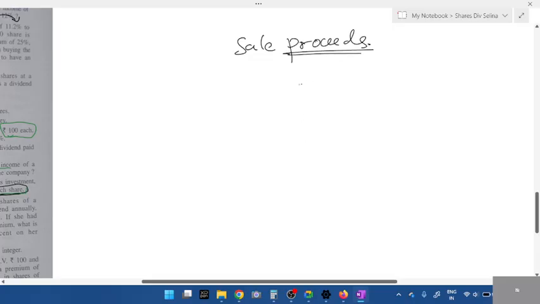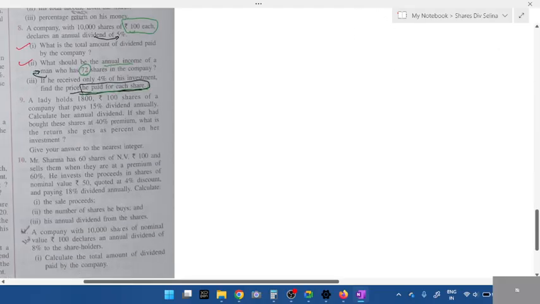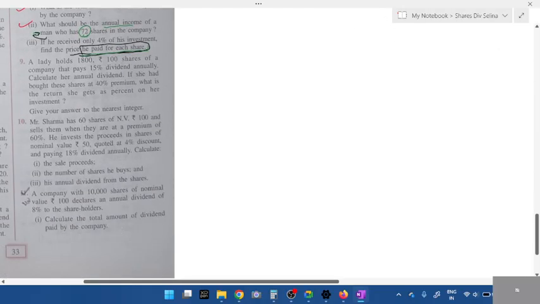See, sale proceeds is also known as investment, students. We use the investment formula. What is the investment formula? Into market value. Do you know the sale proceeds concept? When ma'am taught, did you all understand sale proceeds? Respond. Nobody understood?